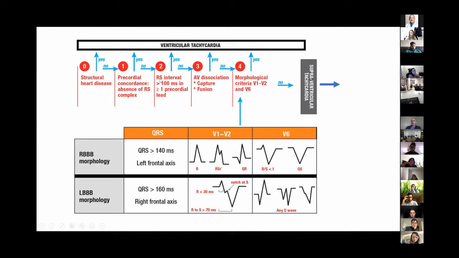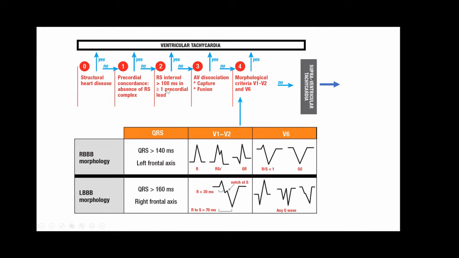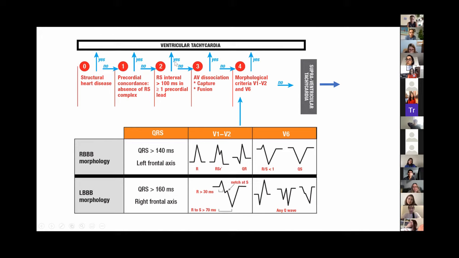I will go through all of these in detail and explain the underlying principle behind it. If your RS interval is more than 100 milliseconds in any of the precordial leads, it favors VT. If you have AV dissociation, it favors VT. And if you have something called morphological criteria, and I'm going to imagine there's little asterisks about this, if one of these morphological criteria is fit, then you probably have VT.